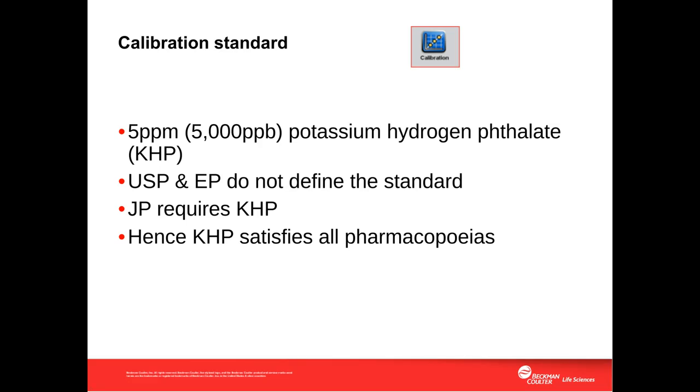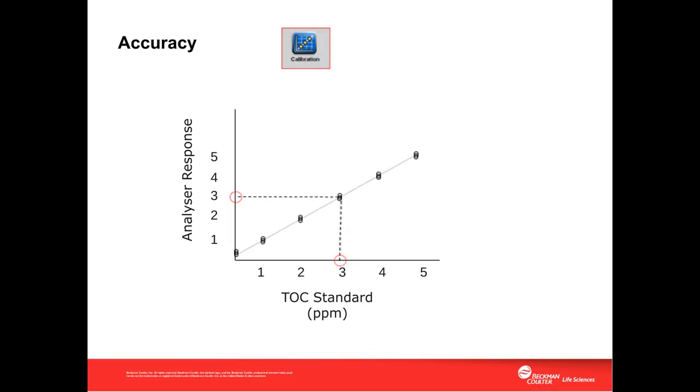Now, although the United States and the European pharmacopoeias do not specify the calibration solution to be used on TOC analyzers, the Japanese pharmacopoeia does, it calls for KHP to be used. And hence, by using KHP, the QBD 1200 can be seen to comply with all three pharmacopoeias. The QBD 1200 accuracy is demonstrated by comparing its response to 5 different levels of TOC. And the pass-fail calculation is automated, so there's no manual calculation of the pass-fail. And this reduces human error.